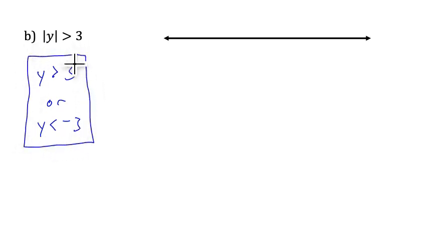And that's our solution. Now it's going to look different from the last one when we put it on the number line. So I'll just put our two endpoints here. Notice there's no equal bar, so we're going to have open points here. And then y is greater than 3, so we highlight everything to the right. Y is less than negative 3, so we highlight everything to the left. So with greater than absolute value inequalities, the arrows end up going to the outside.